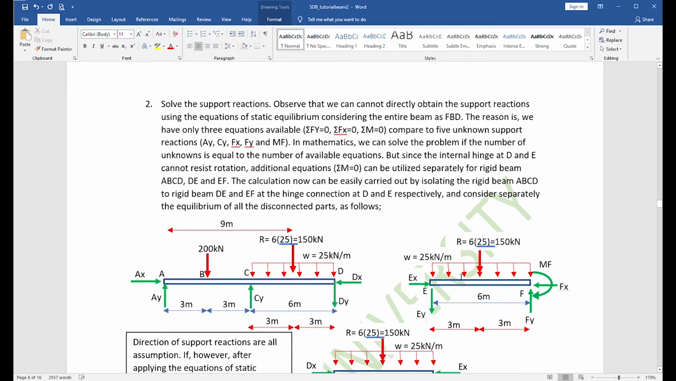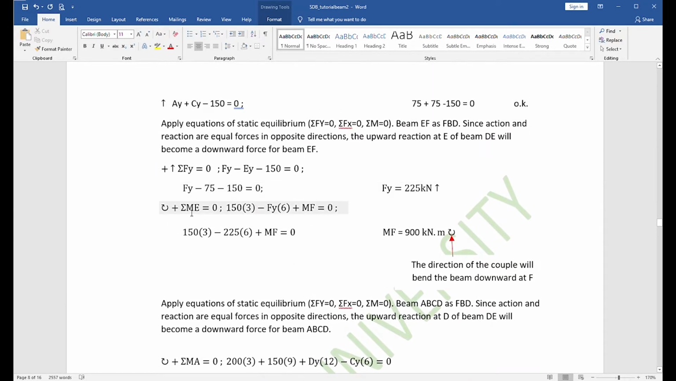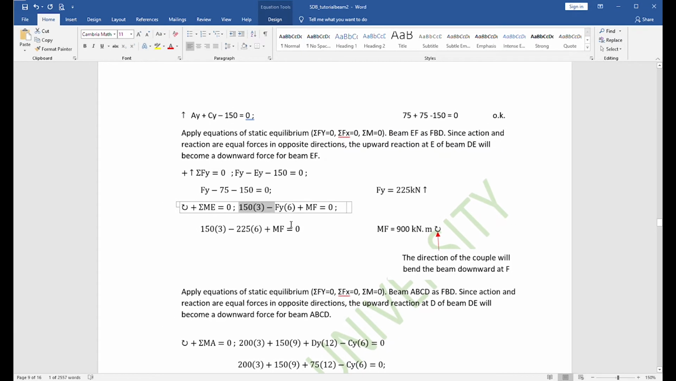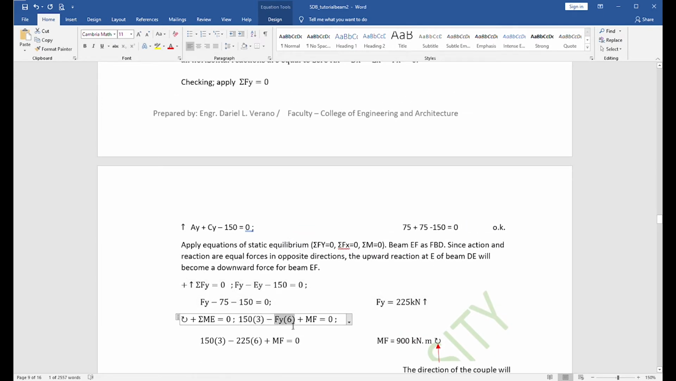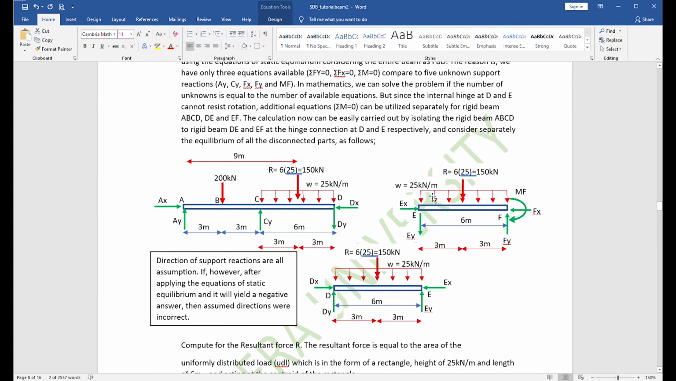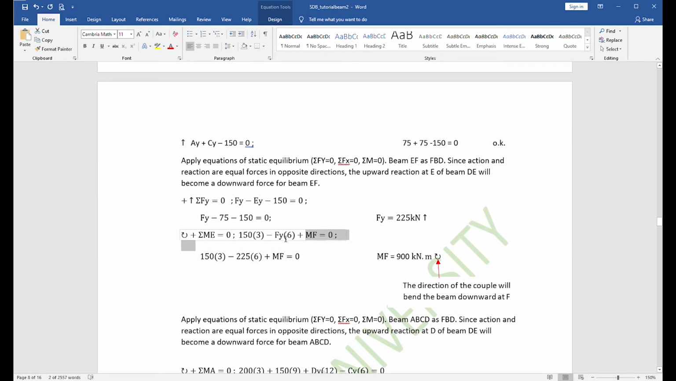Ngayon, pag nag-negative yung sagot natin after we perform the operation, ibig sabihin, mali itong assumption natin na clockwise yung MF. Okay, so, check na natin yung equation natin. So, summation of moment, 150 times 3, that is positive, clockwise yan. Pag tinignan natin sa free body diagram, then negative yung FY times 6, counterclockwise naman ito. Then MF, ito yung clockwise rin. So, ina-assume natin na clockwise ang MF dito sa free body diagram natin. Okay, so, we replace the value of FY, that is equal to 225 kN. So, masolve na natin yung MF dito sa equation na ito, and that is equal to 900 kN-m. So, tama yung assumption natin. Bakit? Positive yung lumabas na sagot. So, ibig sabihin, that is a clockwise moment.